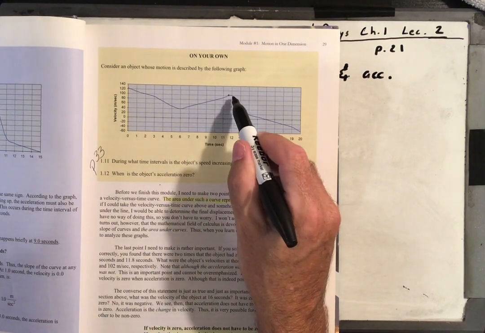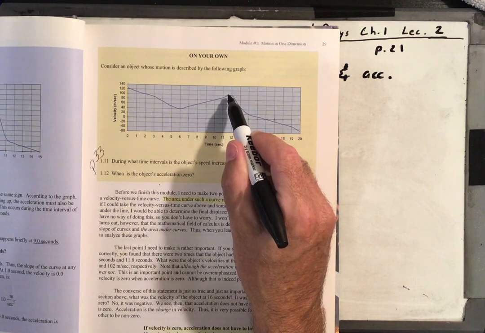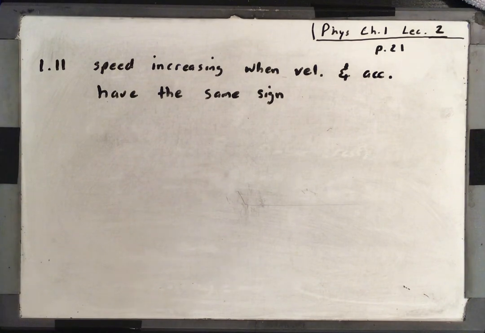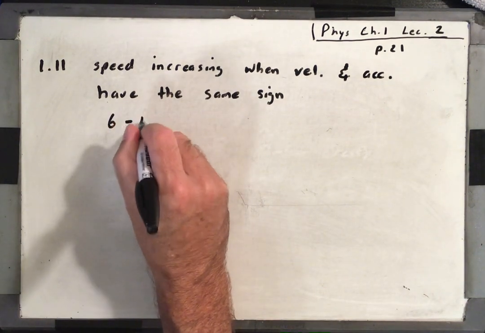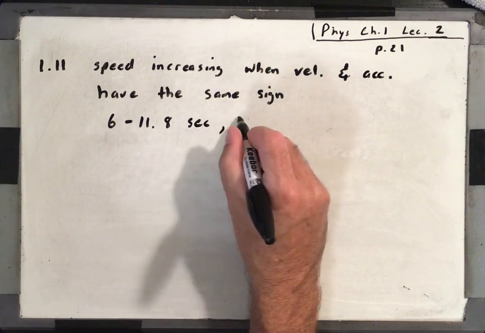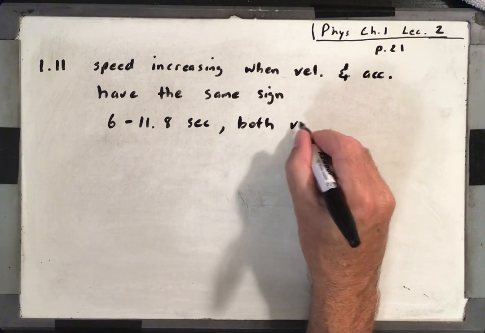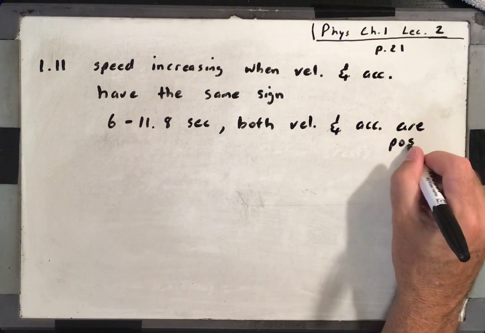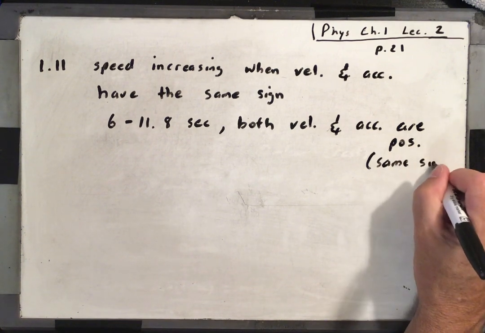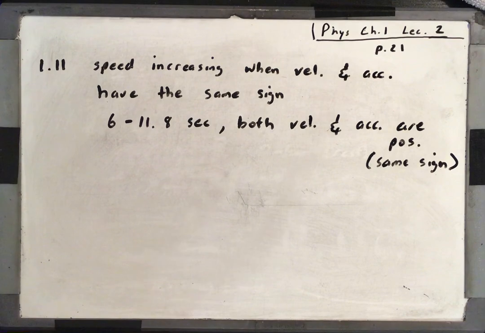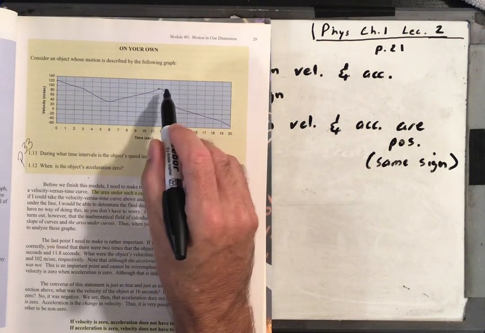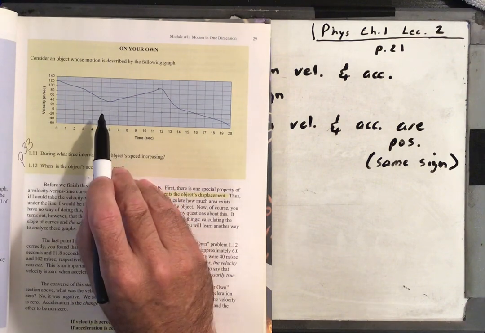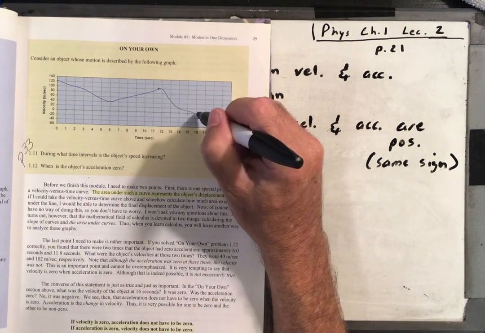From 6 to about almost 12 seconds, let's say 11.8, the slope is positive, so acceleration is positive, and the velocity is in the positive part of the graph. So from 6 to 11.8 seconds, both velocity and acceleration are positive. They're the same sign. Okay? If they're the same sign, they could both be negative and it'd be speeding up, but it's speeding up here. From 0 to 6, acceleration is negative because the slope is down, but velocity is positive, so it's slowing down.